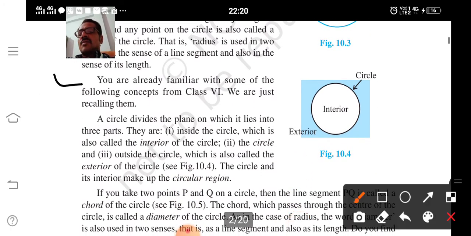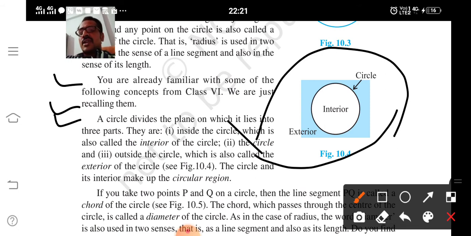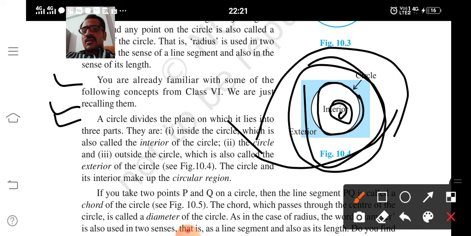You are already familiar with some of the following concepts of class 6. We are just recalling them. A circle divides the plane on which it lies into three parts. They are inside the circle, which is also called the interior of the circle, and outside the circle, which is also called the exterior of the circle. The circle and its exterior make up the circular region. So in this way, we can divide a plane into three regions. First, interior of the circle. Second, the circle itself. And third, exterior of the circle.